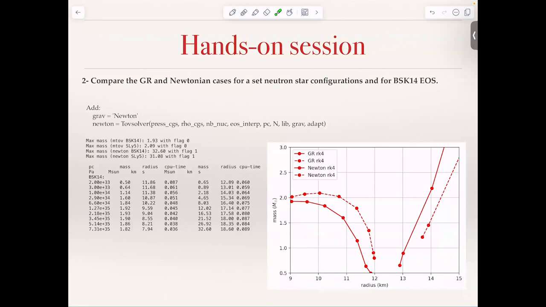So this is an example of what you should obtain. So I think that the dashed line is SLY5, yes, it is, and the solid line is BSK14. Okay, so to disregard the general relativistic correction, and you solve the Newtonian. Yes.